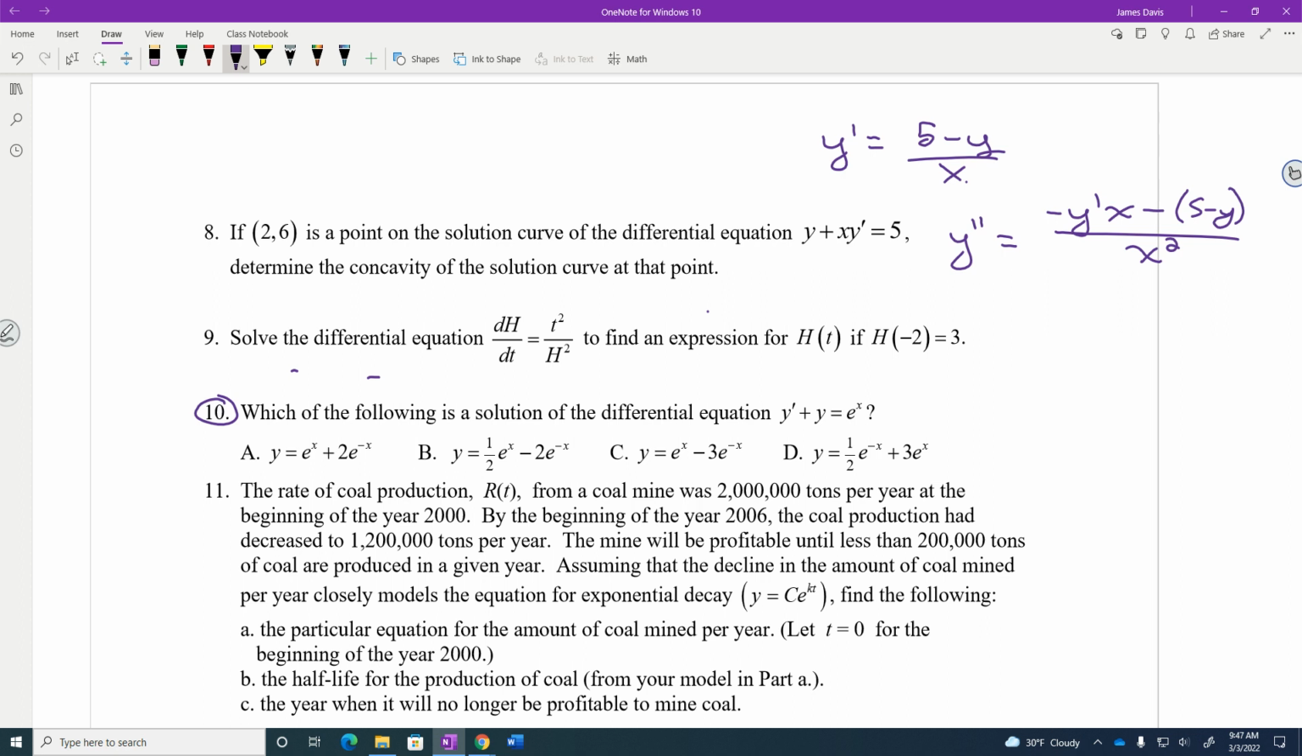Now there's one other thing we need to do. It gives us a point (2, 6), but we still have a y prime in there. So since we solved for y prime earlier, we're going to take that and plug it back in for y prime. It ends up being not the most friendly equation. We have a negative with that too, so negative 5 minus y over x times x, and we'll just go ahead and write that as negative 5 minus y over x squared.